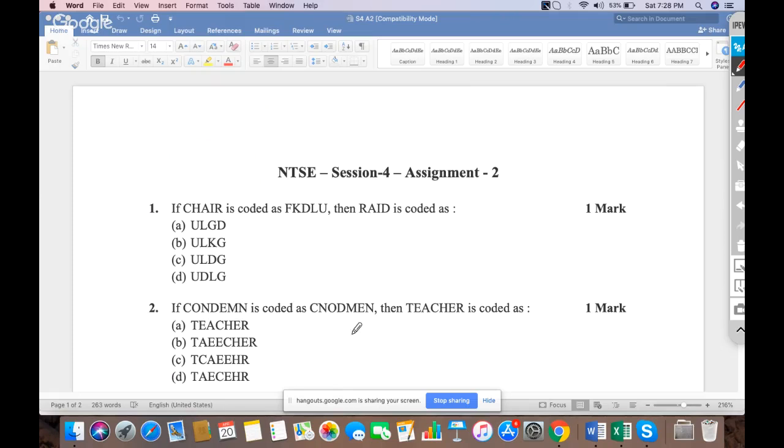So how has it been written? So OND has been written as NOD. So this is interchanging. And again, D and N is not getting interchanged, E and M is getting interchanged. So teacher would be TAEC and HER.